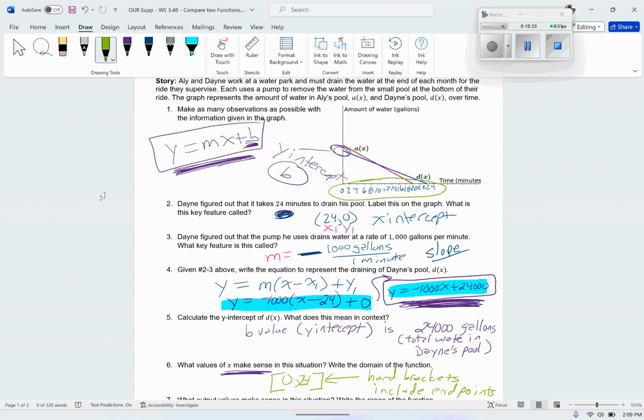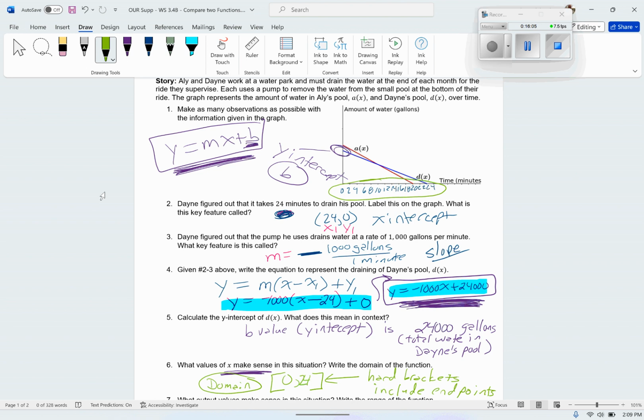All right, so this is called the domain. So we're using square brackets because we could have an endpoint. We have endpoints on both sides. We could start at 0 minutes, and after 24 minutes, the pump shuts off, the water's gone. Okay? And the hard brackets mean we started and we ended. We can include the 0, we can include the 24. We don't start right after 0. We start at 0 seconds.